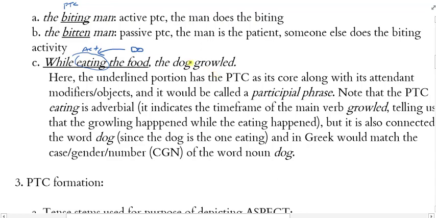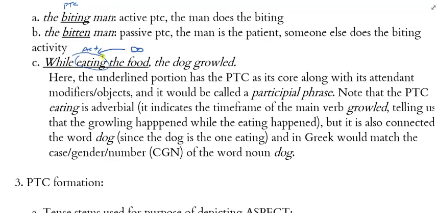Yeah, it'd be masculine singular, and since the dog is the subject of the main verb, it's going to be nominative. And so guess what case, gender, and number the participle would be? It would be masculine singular and nominative as well, okay? It's going to match whatever thing in the main clause is doing the action of the participle. It's going to match that thing's case, gender, and number.